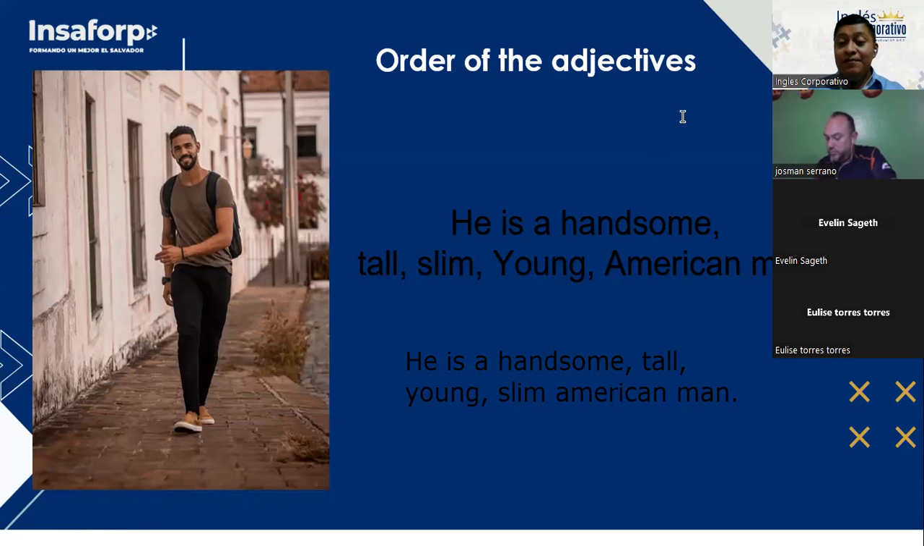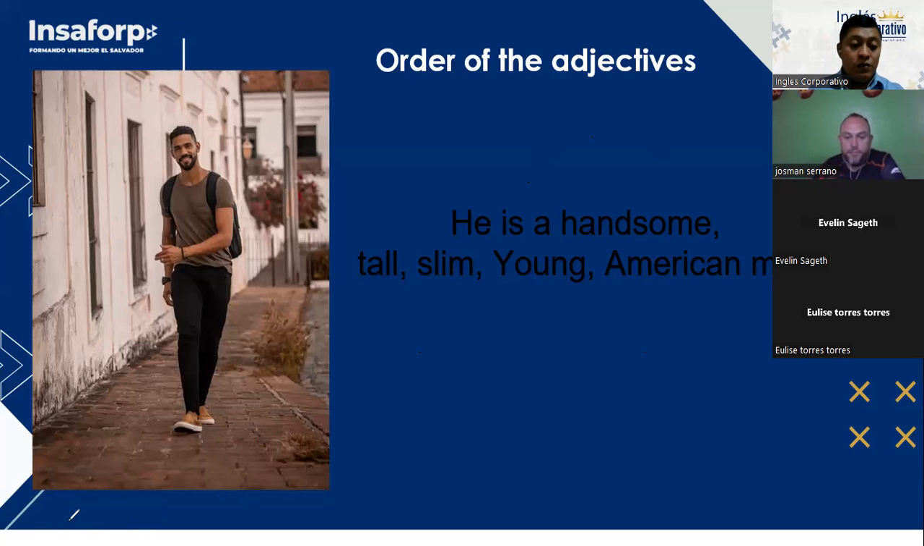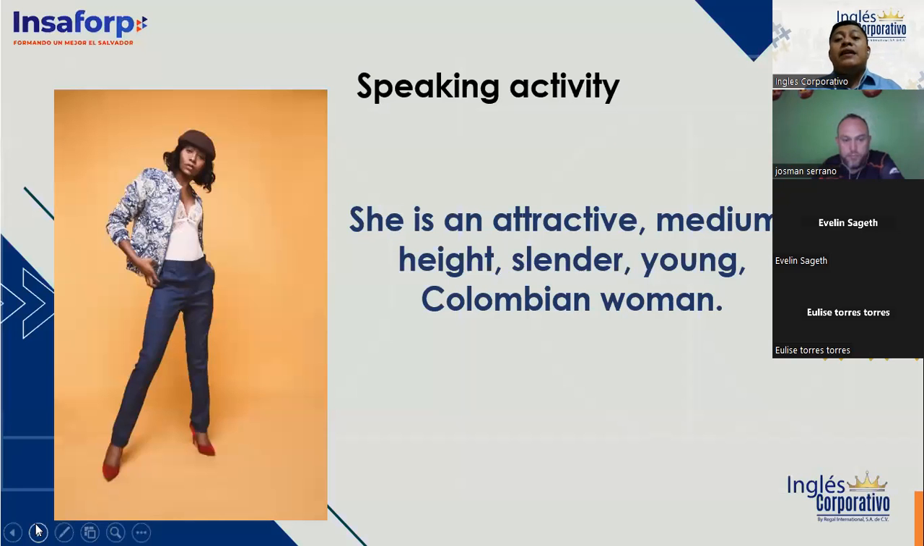Do you have any question? Okay, no question. Let's continue. Just a second. Here we go. Look at this adjective. This is an attractive, medium height, slender, young, Colombian woman. Is that correct? No. Not correct. Okay, what is the right order of this adjective?